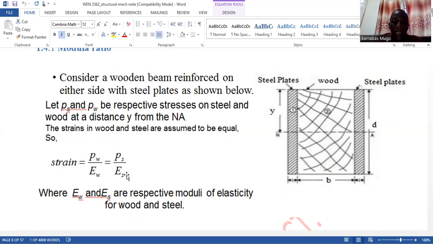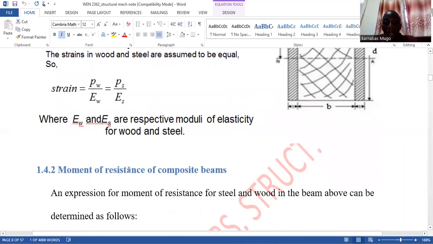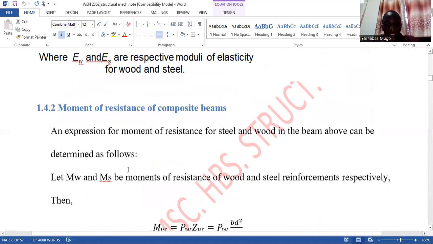What do I mean? I mean that when we are looking at the strain in a composite material, the strain of the one material is equal to the strain of the other material. And therefore, σW over EW is the strain in the wooden section, and it is equal to σS over ES, the strain in the steel plates. You can inquire further from your respective lecturers.